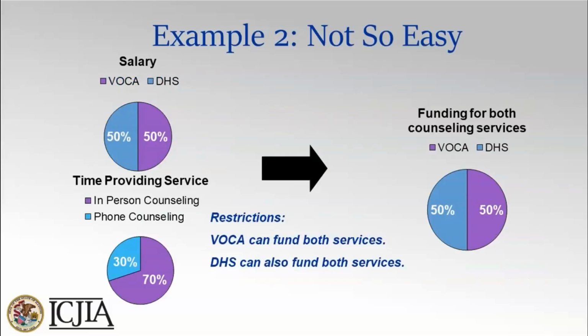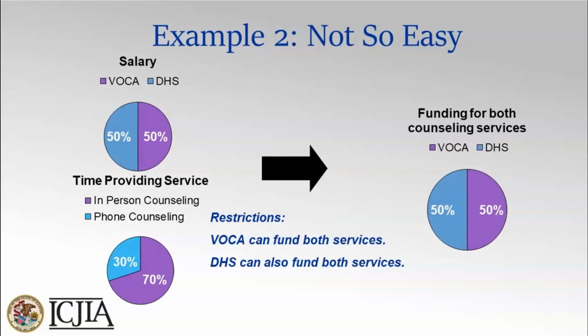Okay, so let's move on to something a little more difficult. In this case, we have somebody who's funded half with VOCA, half with DHS. That's what the 50% salary pie chart at the top left demonstrates. Then just below that, we have how this person spends their time, which is the exact same as in the previous example. 30% phone counseling and 70% in-person counseling. So when you apply the formula, it will tell you that for both counseling services, you want VOCA to pay for half of each of those services.